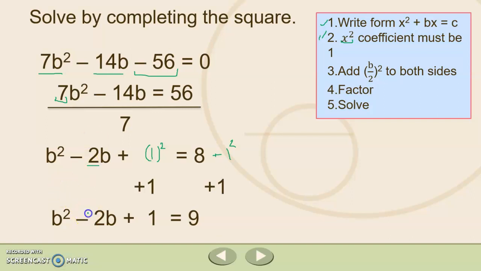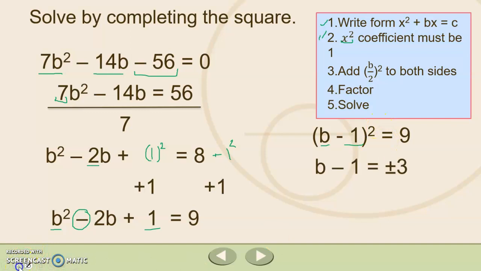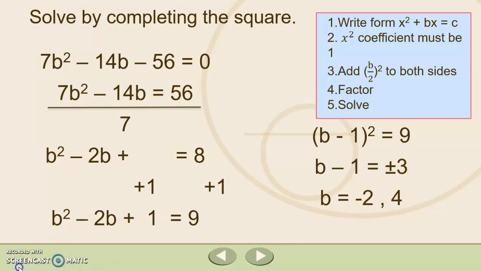Now I'm going to factor it. Okay, I've got a subtraction sign here, so I'm going to use that square of a difference, which is a minus b squared. So I've got this minus this squared, b minus 1 squared, equals 9. And now I can solve by taking roots. Taking the root of each side, I get b minus 1 equals plus or minus 3. Isolating and solving for b, I get b equals, having added 1 to both sides, 1 plus 3, which is 4, or 1 minus 3, which is negative 2. So my two possible values are negative 2 and 4.